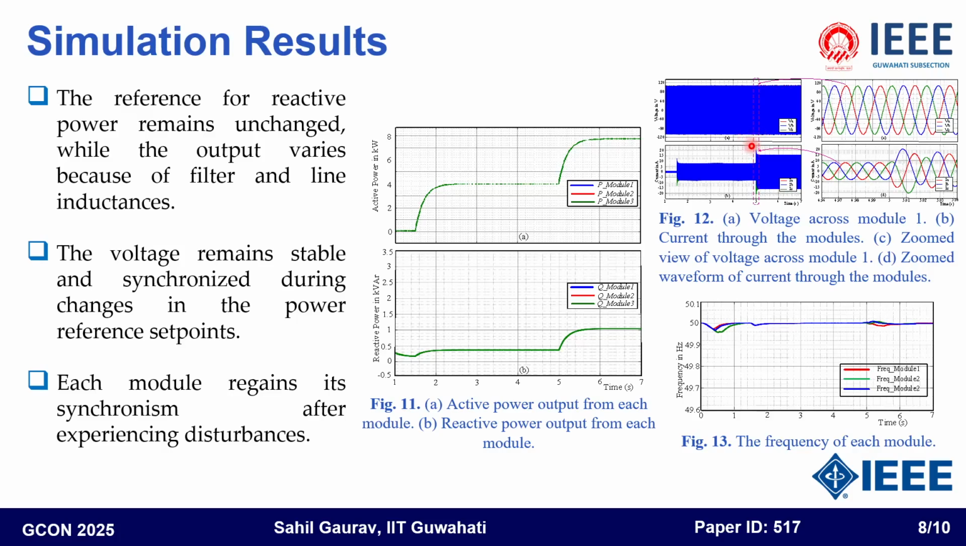The enlarged view of voltage and current waveforms is shown in figure 12c and d, which illustrates the quality of power being injected into the grid. And each module regains its synchronism after experiencing disturbances. The steady state frequency of each H-bridge module is maintained at 50 Hz.